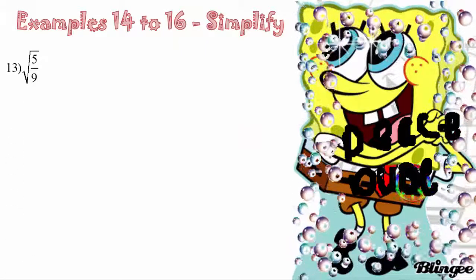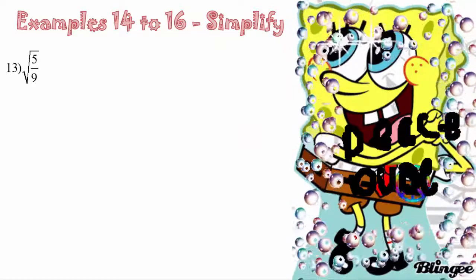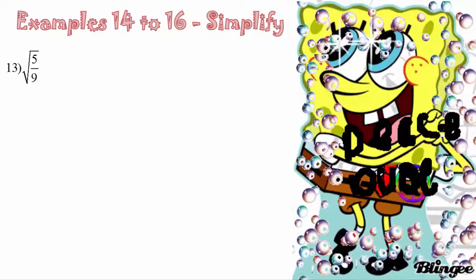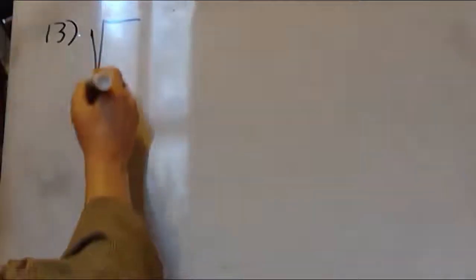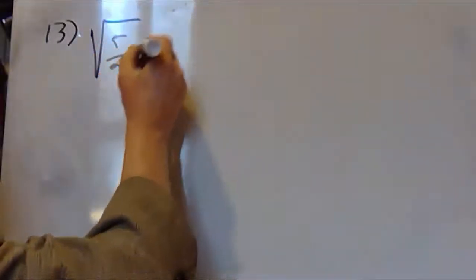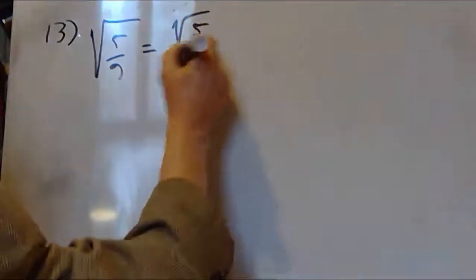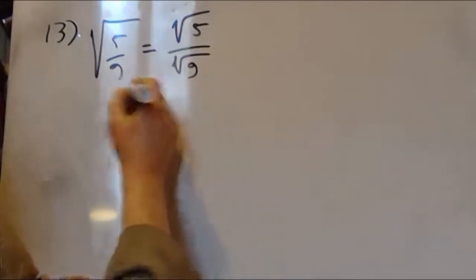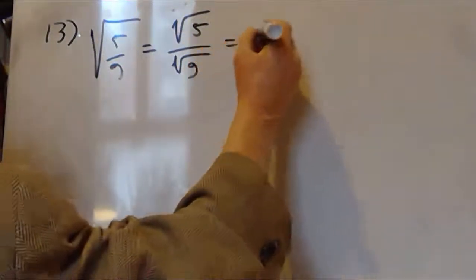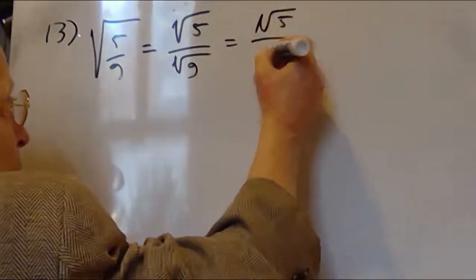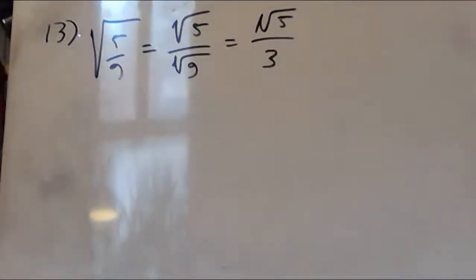In example number 13, we're asked to simplify the square root of 5 over 9, so let us go over to the whiteboard and simplify this one. Square root of 5, square root of 9. These can't be simplified with each other, but we end up having a square root of 9 on the bottom, and that's a perfect square. So we have square root of 5 over 3, and there's nothing more we can do with that.